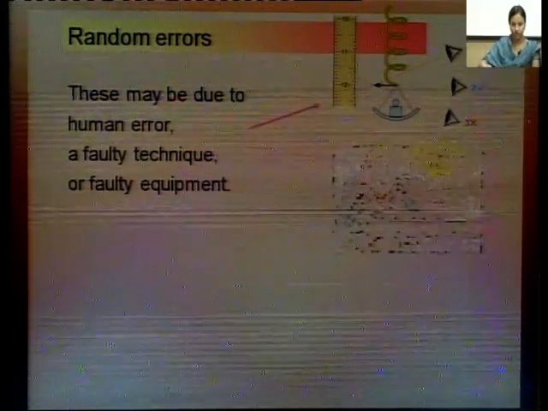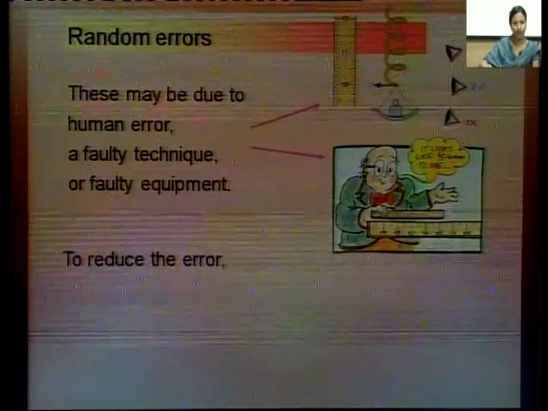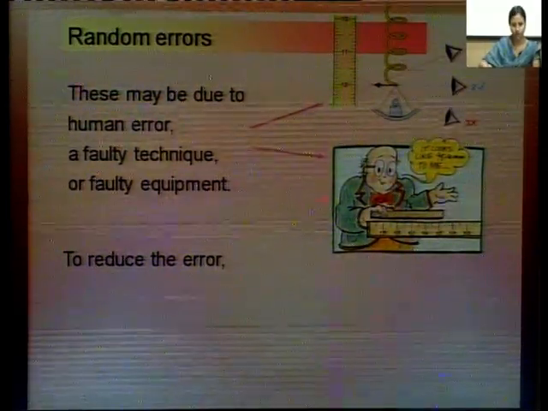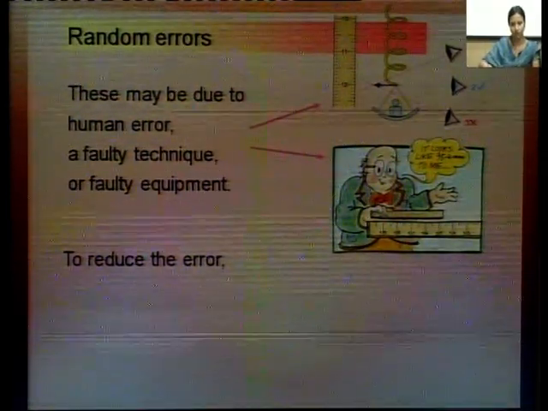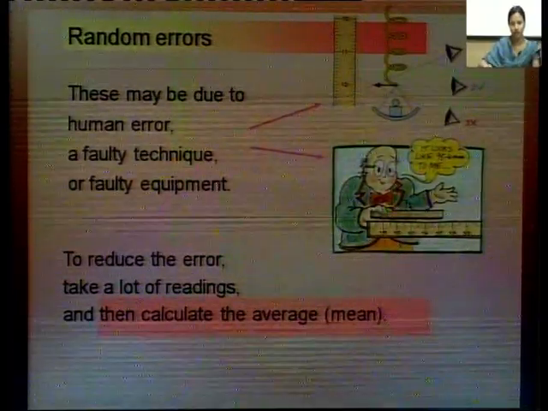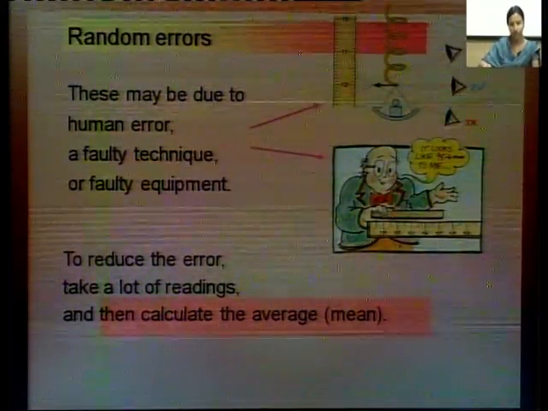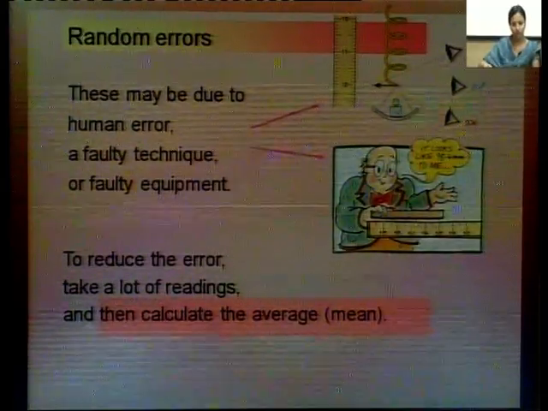Next, this is an example of random error. This may be due to human error or faulty instrument or faulty technique. To reduce the error, we have to take a number of readings and then calculate the mean or the average.